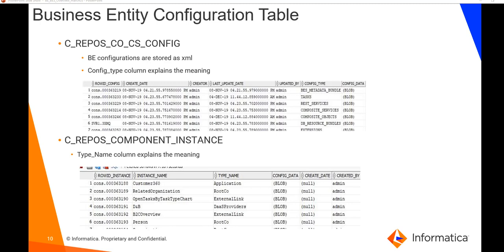Also, there might be a question like, okay, I configured my business entity configurations in one environment, how do I use them in another environment? The answer is very simple. You follow the standard process. You generate your business entities, you export your change list and import it in the other environment. The exported change list will have all CRepos, meaning the business entity related configurations stored in COCS config.